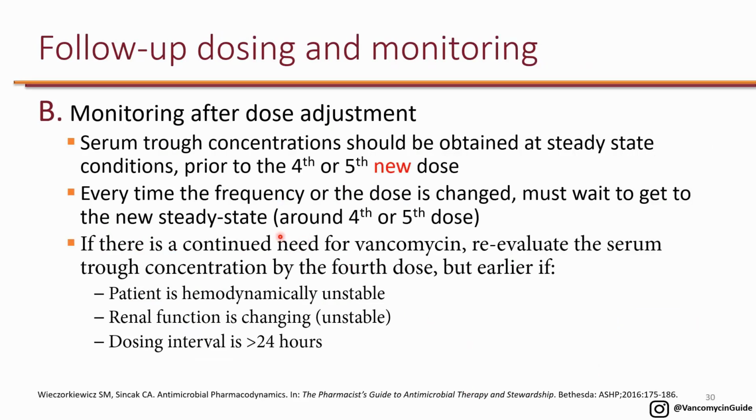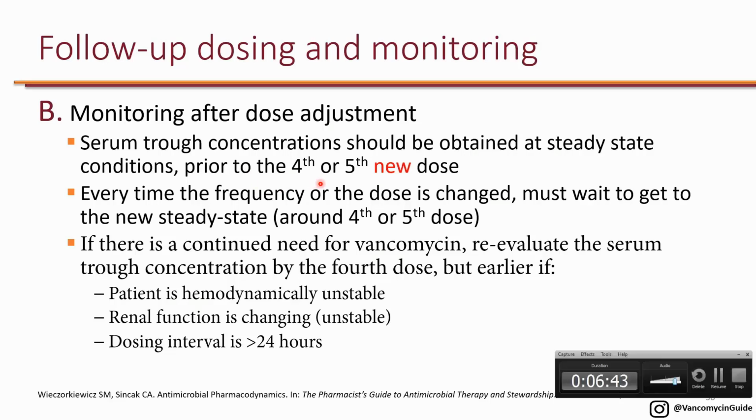Anytime you make a change to the dose, you gotta get a trough at the steady state. So anytime you change the dose, you gotta wait to get the level prior to the 4th or the 5th of the new dose. Because every time you change the dose, the new regimen is not at steady state. So you have to give the new regimen time to get to steady state.